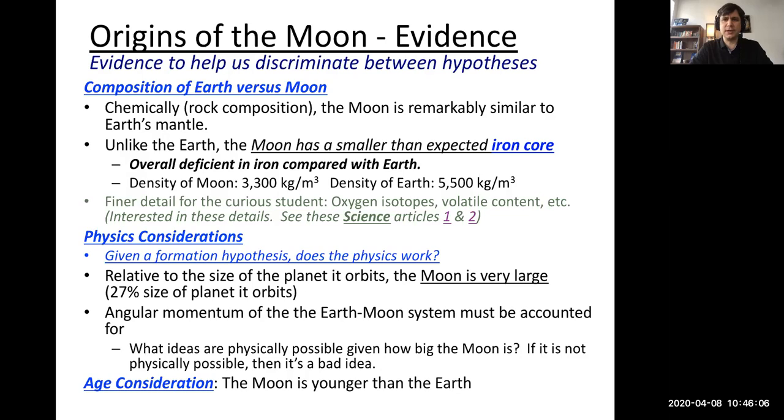So given how big the moon is, we have to consider whether or not the moon could end up where it is in the orbit that it is. If it can't, then our hypothesis on how the moon formed would be a bad one. And once again, just keep in mind that the moon is younger.